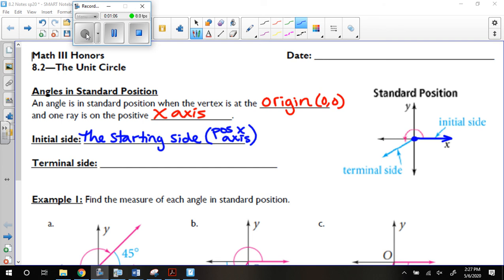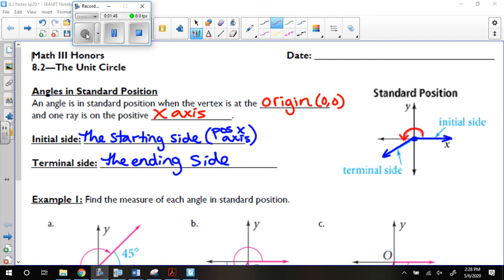And then if you notice in our picture, there's another ray in our third quadrant here, and it's labeled as the terminal side. So the terminal side is the ending side. Oops, ending has a G. Okay, so you have where your angle starts and where your angle ends, initial and terminal.